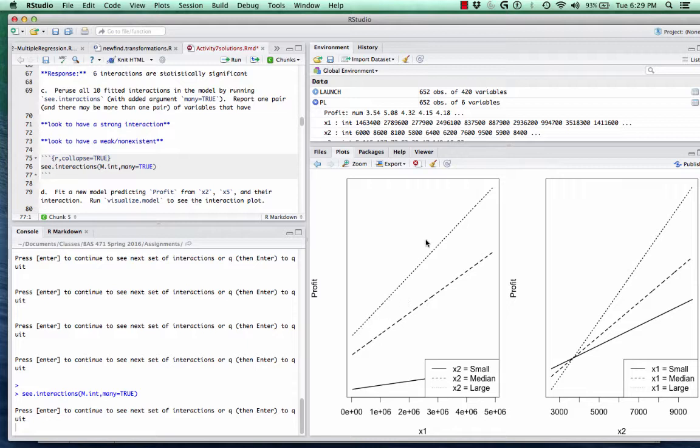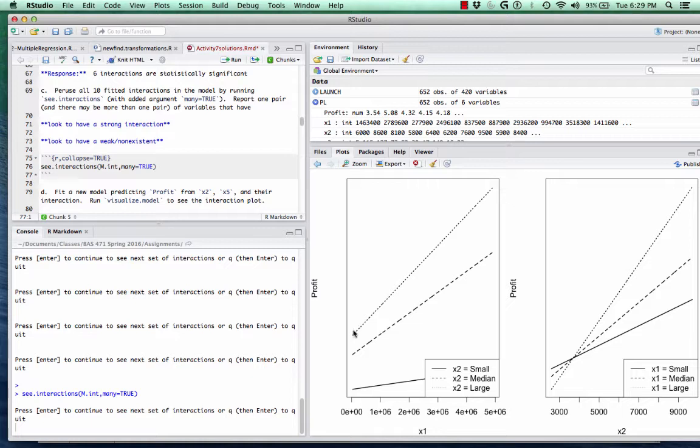So in this case, this dotted line shows us what the relationship between profit and x1 looks like for individuals with large values of x2. The solid line is the equivalent relationship, but among individuals with smaller values of x2. So when an interaction exists between two variables, the nature of the regression, or what the regression looks like, changes quite substantially depending on the values of that third variable.